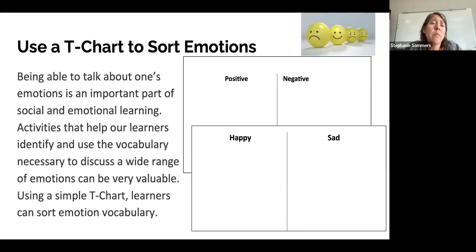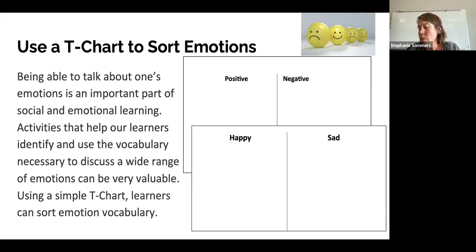So why would we do this? Well, being able to talk about one's emotions is an important part of social and emotional learning. Activities that help our learners identify and use the vocabulary necessary to discuss a wide range of emotions can be very valuable. Using a simple T-chart, learners can sort emotion vocabulary.